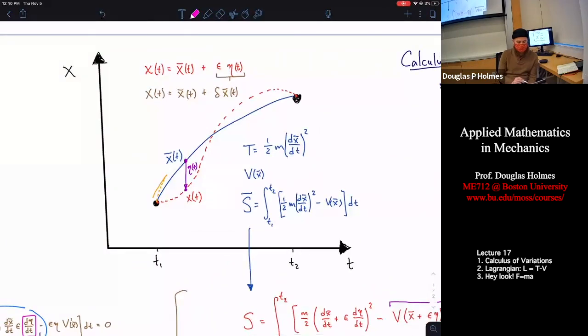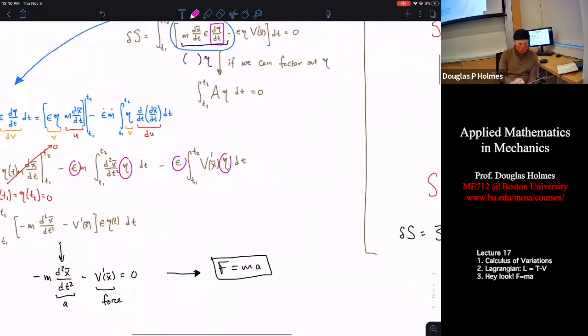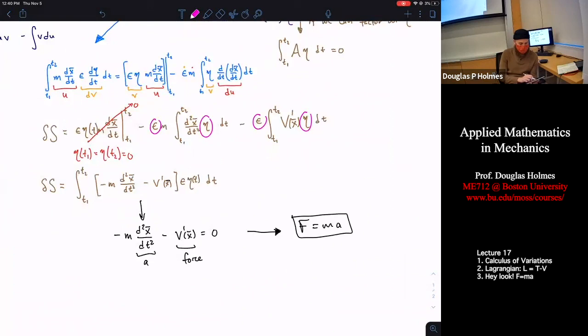So the point is, no matter what I choose for eta, any arbitrary function that I put in there, if x bar is actually the pathway that minimizes the action, then the difference between s bar and s, which is this first variation, has to be exactly equal to 0. And so what I'm left with is an integral of the product of something times something that is not 0. And if I need the product of something that's not 0 times something that we don't know to be equal to 0, then the only way that's possible is if the thing we don't know is equal to 0.